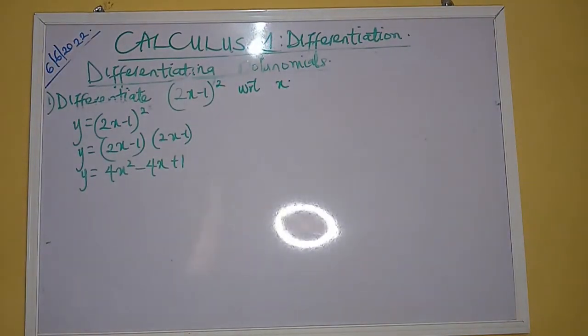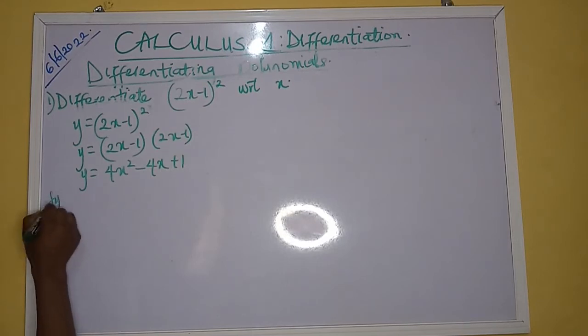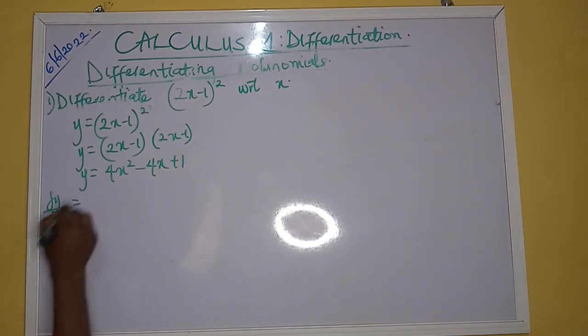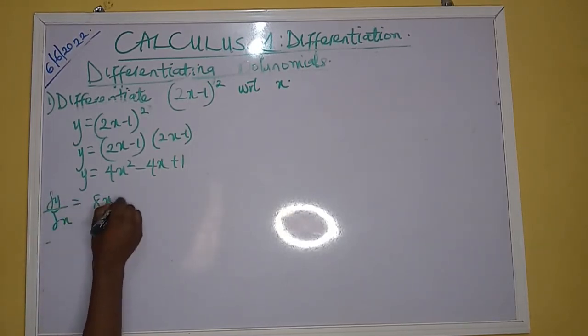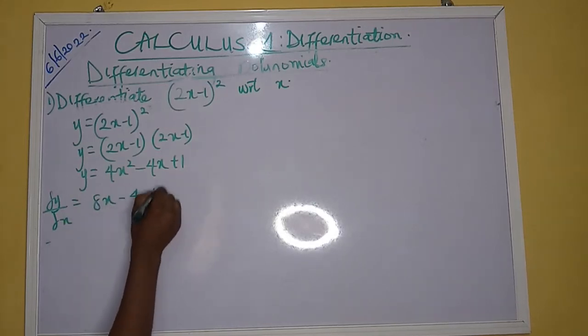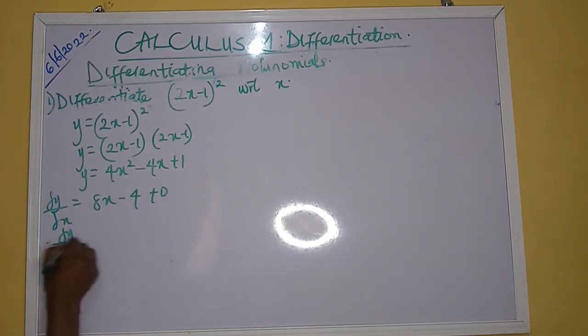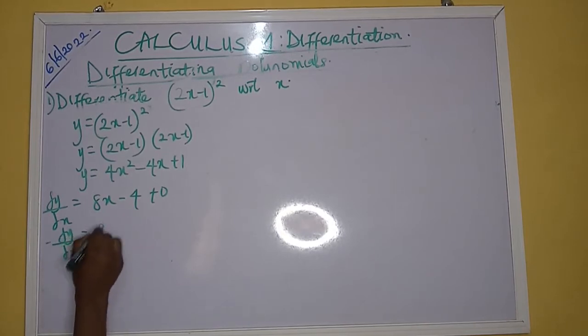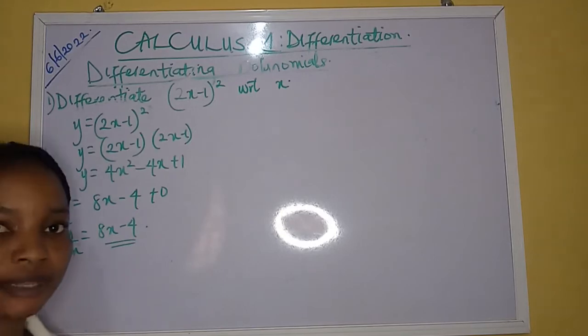So differentiating this, dy over dx gives me 8x minus 4 plus 0. Therefore, my derivative becomes 8x minus 4. That is it.